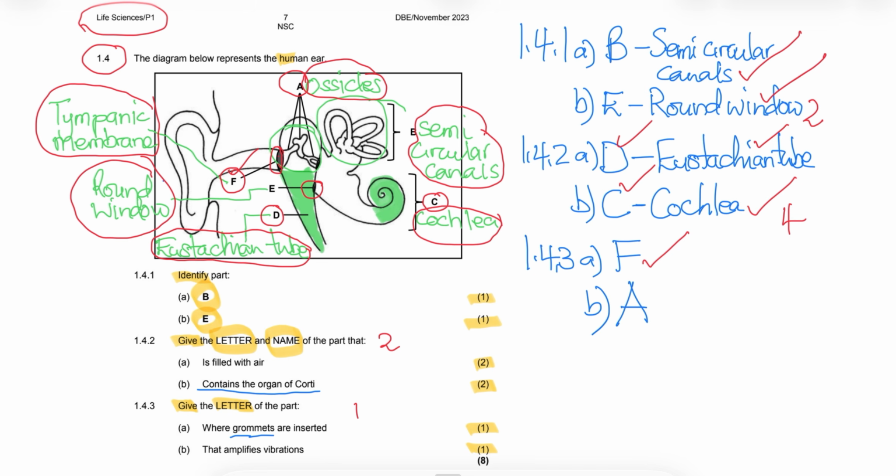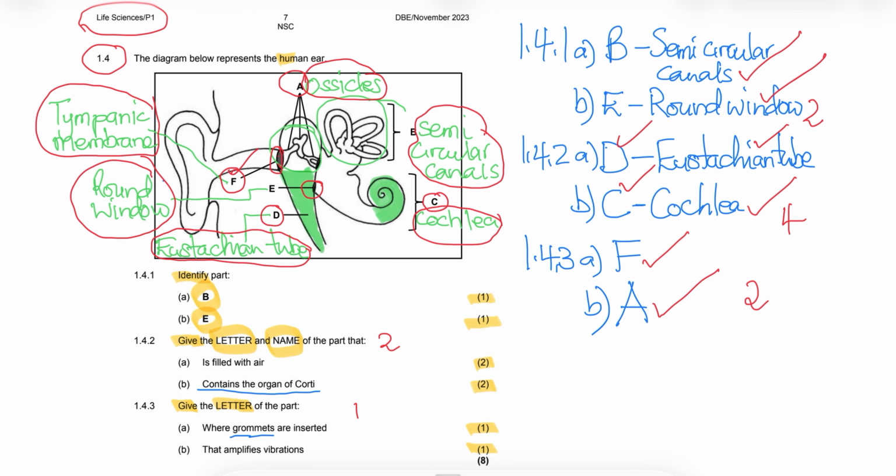If somebody writes the name tympanic membrane, they lose marks. So we move on to question B, which is asking for the part that amplifies vibrations, and those are our smallest bones, the ossicles, represented by letter A. We credit the letter. If someone was to write ossicles there, they would lose the marks, because they wouldn't have followed the instructions.